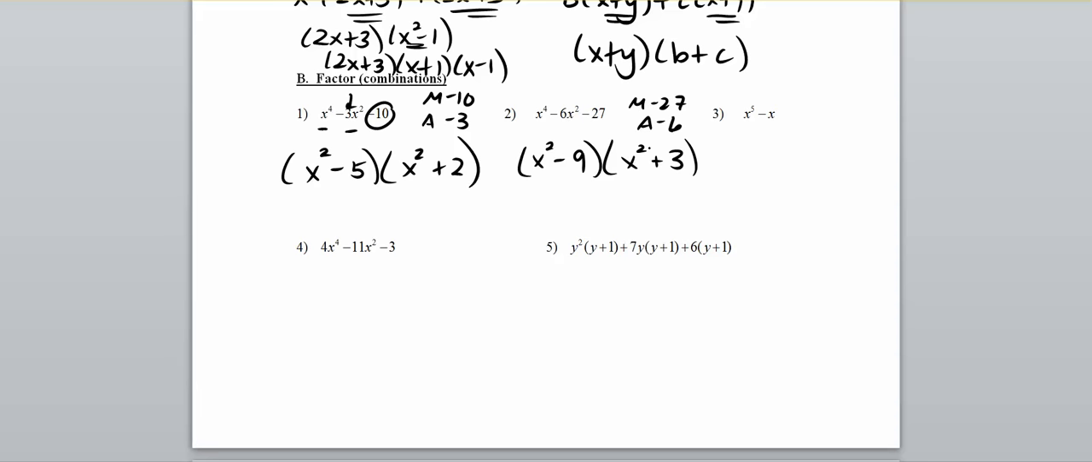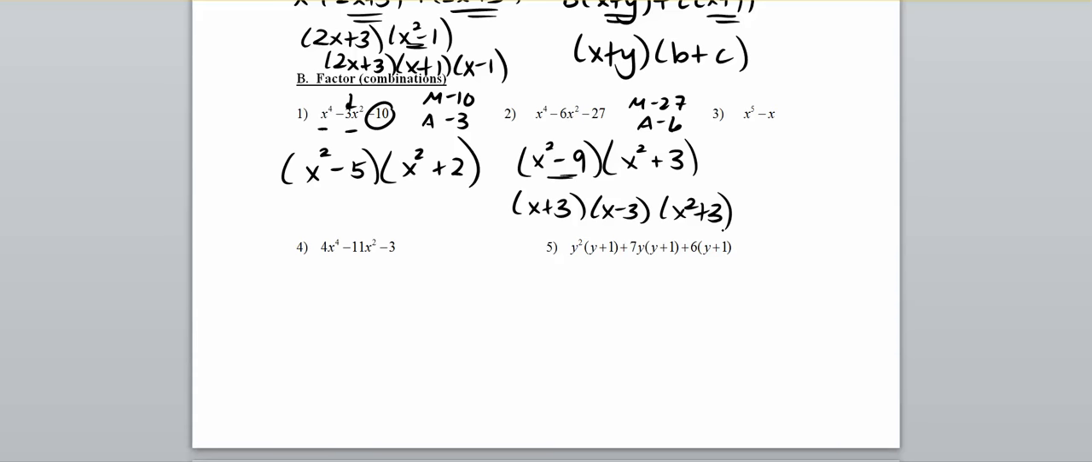If you look at this problem, x squared minus 9 is a difference of squares. So I can factor that again, x plus 3, x minus 3. I can't factor x squared plus 3, so I just leave that alone, and I've factored that completely. All right, number 3, that's not a trinomial, so I'm not going to be doing that. Right now, it's not a difference of squares.